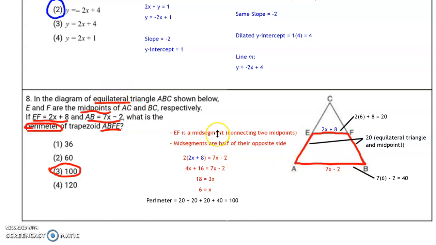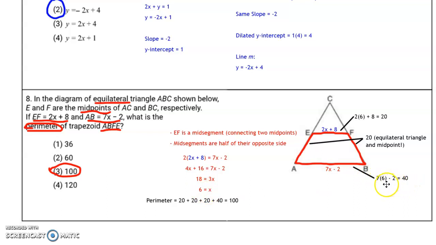I know that EF is a midsegment because it talks about E and F being the midpoints. If you connect 2 midpoints in a triangle, you're making a midsegment. You also know that midsegments are half of their opposite side. So I look at the opposite side, which is 7x minus 2, and I compare that to 2x plus 8. I know that 2x plus 8 times 2 is going to be equal to that longer side because this piece is half of this. So if I multiply this by 2, I get it to be equal to that. I do the distribution, I simplify, and I solve. X is equal to 6.